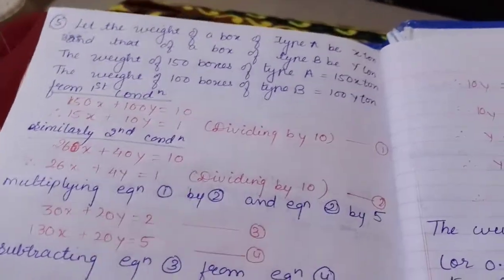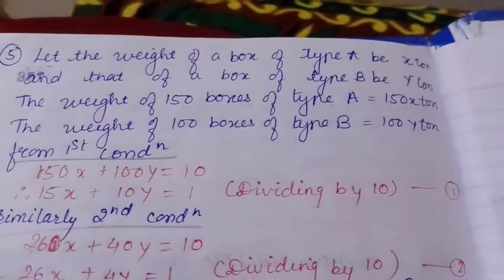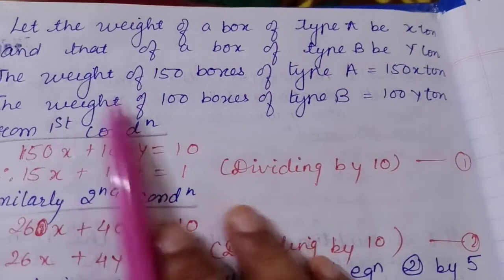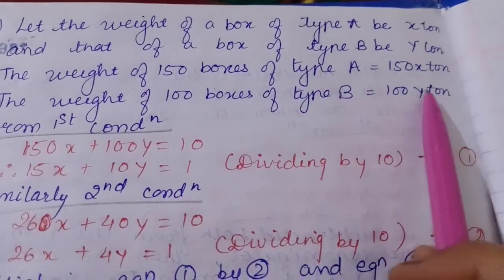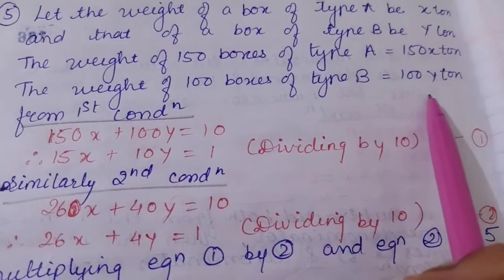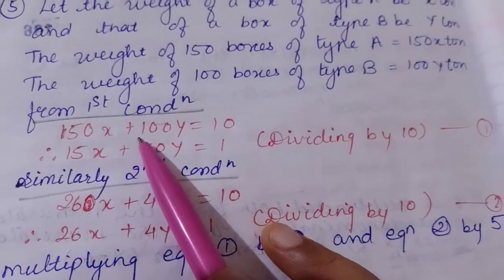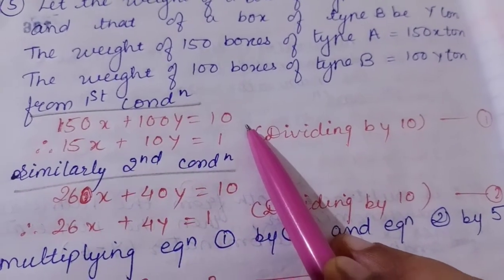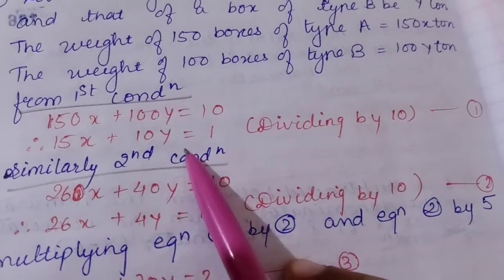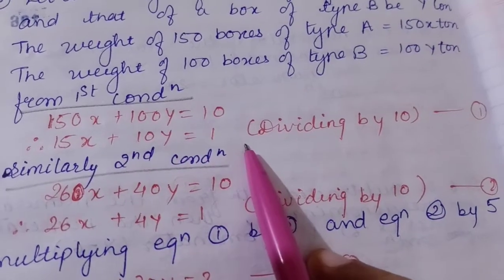Let the weight of the box of type A be x ton, and that of box type B be y ton. So the weight of 150 boxes of type A will be equal to 150x ton, and the weight of 100 boxes of type B will be equal to 100y ton. Now from the first condition, 150x plus 100y will be equal to 10, as the capacity of the truck is 10. By dividing by 10 on both sides, we get the equation 15x plus 10y equal to 1.